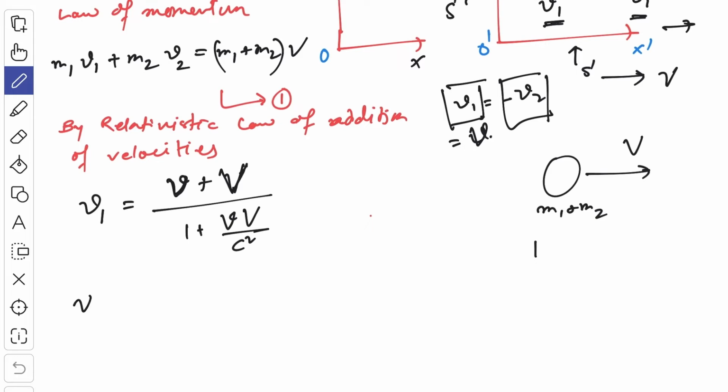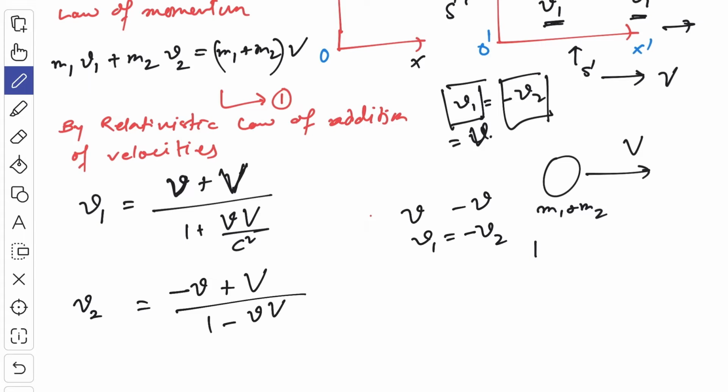And similarly, let me scroll down the page. Small v2 is going to be equal to minus small v plus capital V. Here in this case, this one will be negative, as small v1 and small v2 are equal but opposite in sign. If their magnitude is small v, then one is small v and the other must be negative small v. So we have 1 minus small v capital V by c square. Let us consider this pair of equations as equation number 2.